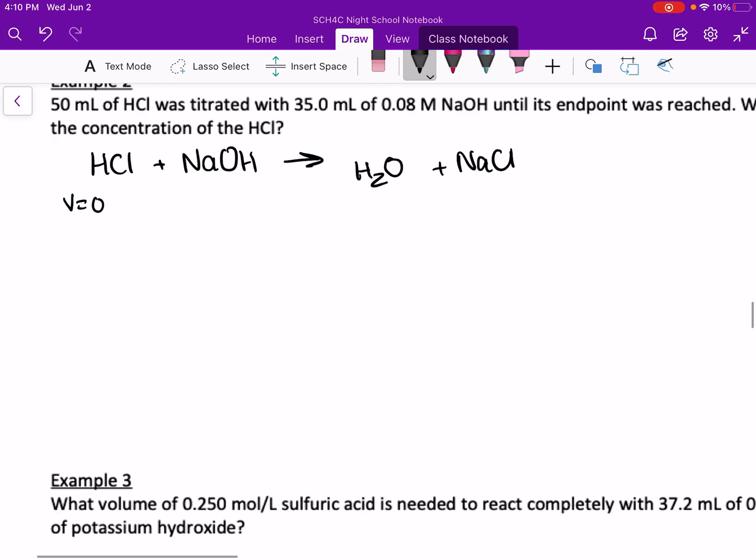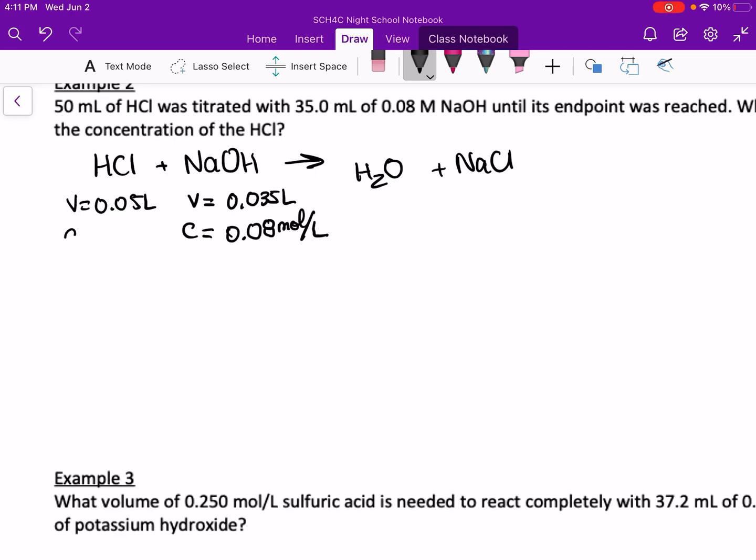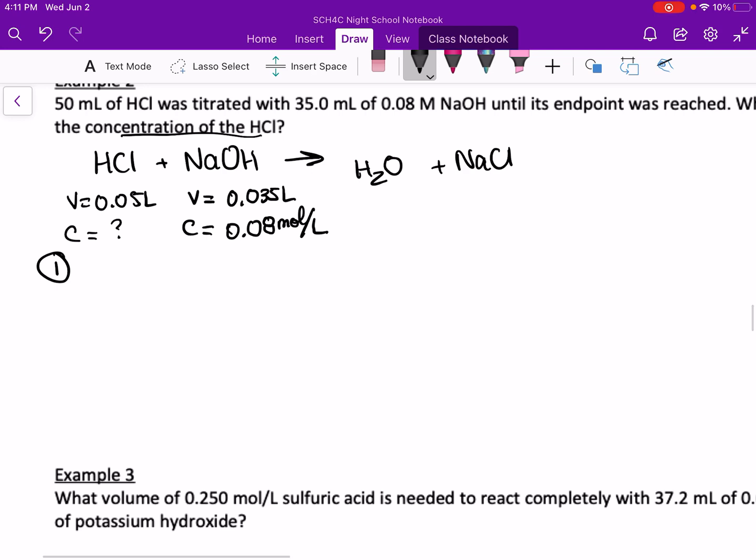I'm given 0.05 liters of HCl and 0.035 liters of NaOH. I converted right away my milliliters to liters. I also have my concentration of NaOH at 0.08 moles per liter, which is the same as writing a big M. Concentration is what we're going to look for of HCl. So first, I'm going to find my moles of what I have both information about. So I'm going to look for my moles of NaOH.